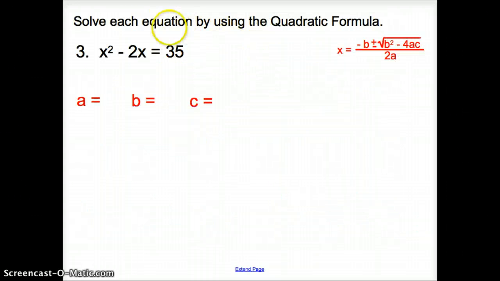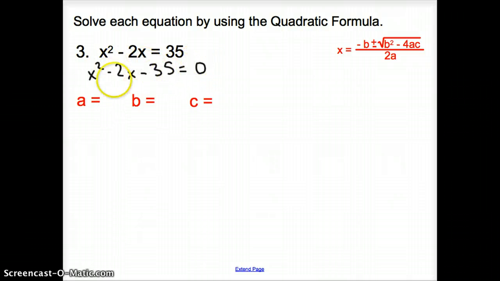Now let's try to solve some of these equations using the quadratic formula. But written on your previous slide, what does number 3 have to be written as? And what does it have to equal? Using the quadratic formula, it has to equal 0. So we have to subtract the 35 over. So now it's x squared minus 2x minus 35, and that equals 0. So it has to equal 0.